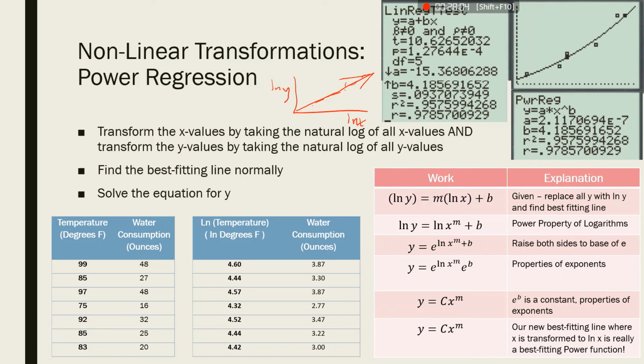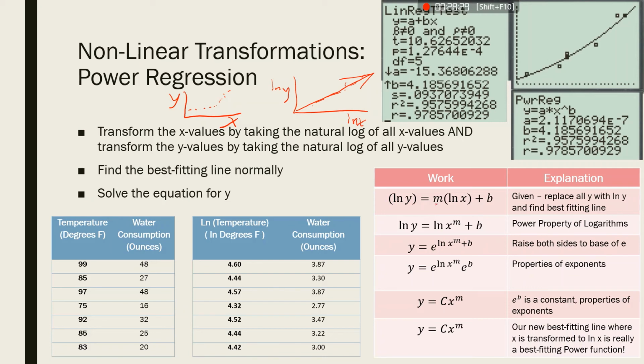Which means my y equals mx plus b for this best fitting line is really ln y equals m ln x plus b, because my y is ln y and my x is ln x. So if I want to untransform this function to get my original y and x, which were curved, then my best fitting line that we created can also be transformed.